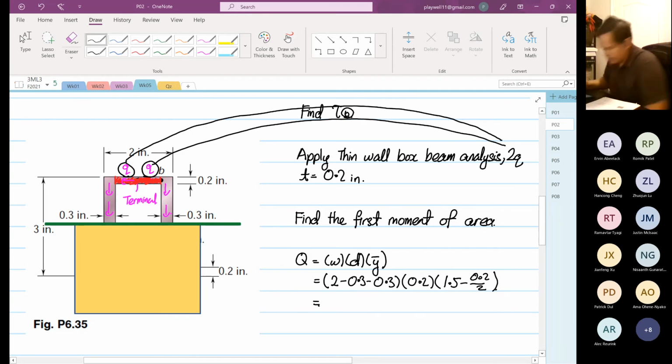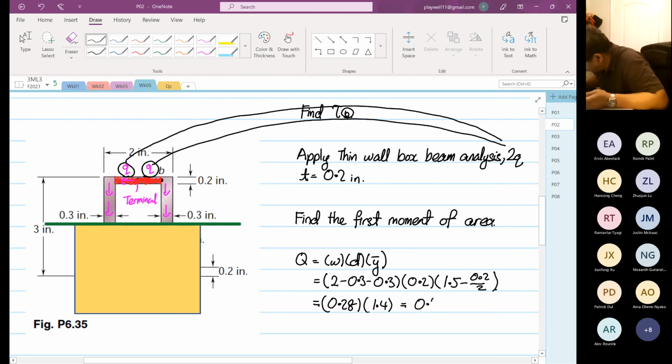All right. So 2 minus 0.3 minus 0.3 times 0.2, so it's 0.28, multiplied by 0.2 divided by 2, 1.4. So this is 0.28 times 1.4, which is 0.392 inches to the power of 3. Okay.